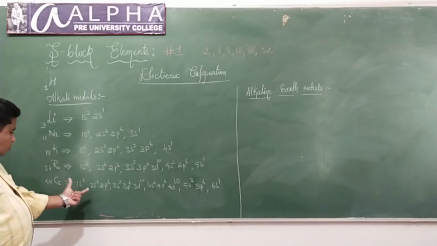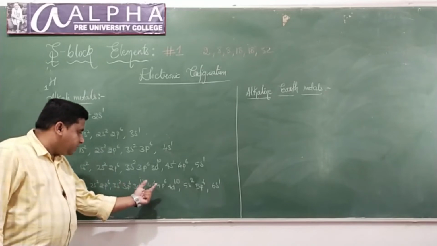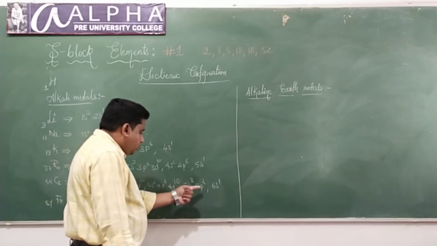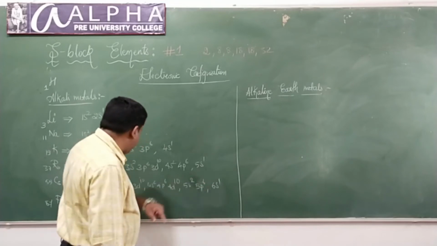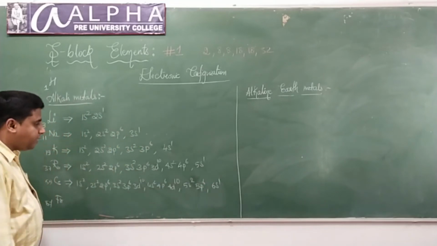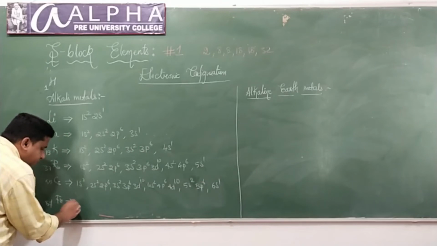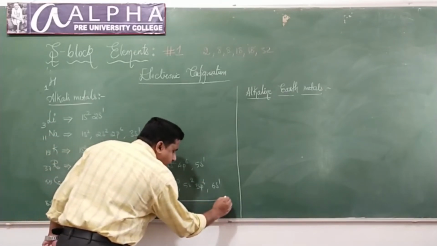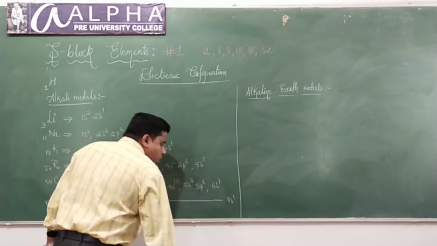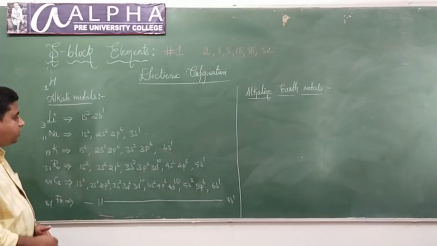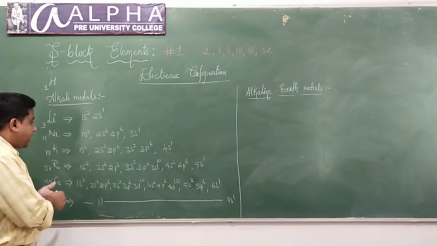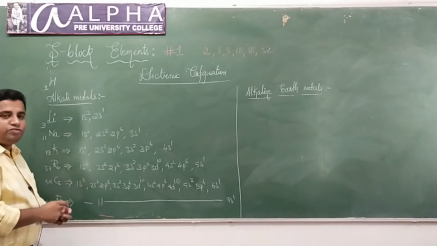Okay, 2, 10, 20, 30, 40, 48, 48 plus 6, 54, 55. Yes, this is correct. Now, how about francium? The inner electronic configuration will be the same, and at the end we will get 7s1. Observe the valence electronic configuration of alkali metals.